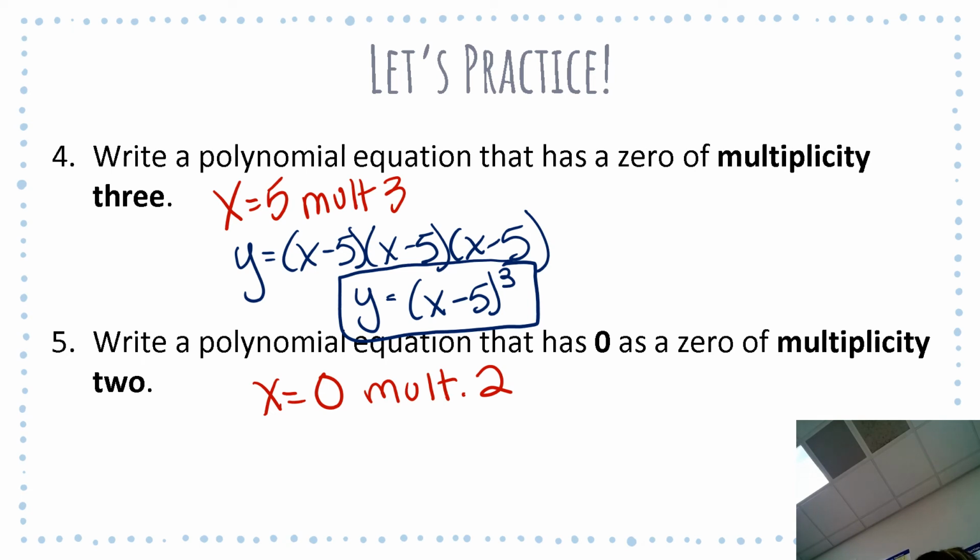Now, when we have 0 as a 0, how do we see it in our equation? It's just an x. You can think about it as x minus 0, but we don't really need to write minus 0. So we think about this as just an x, and we have 2 of those. So we have an x and another x. So we could think of this as y equals x squared.